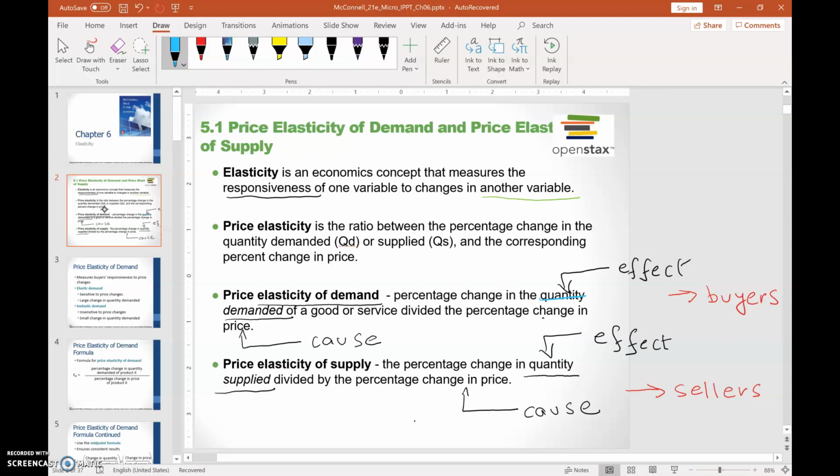Now, if you look at price elasticity of supply, this is the percentage change in quantity supplied divided by the percentage change in price. So, percentage change in price is the cause, percentage change in quantity supplied is the effect. We are looking at this from the seller's point of view.